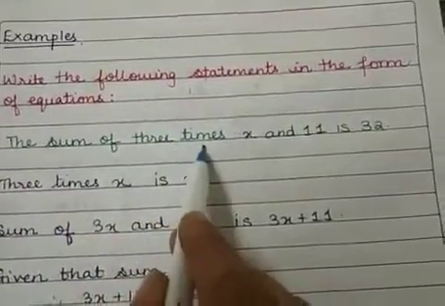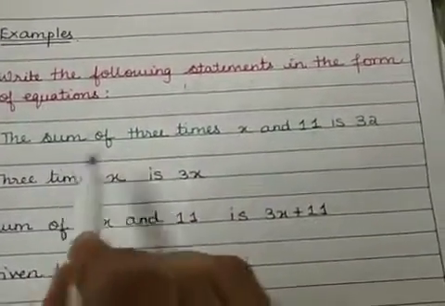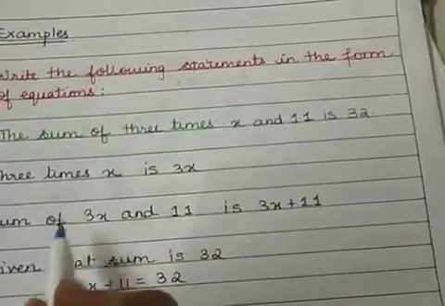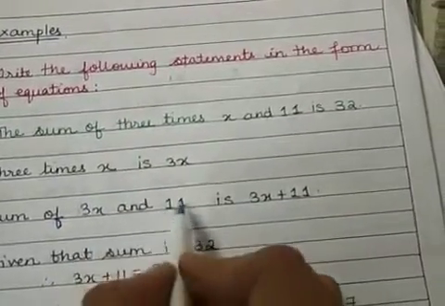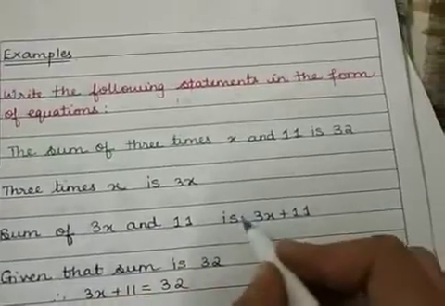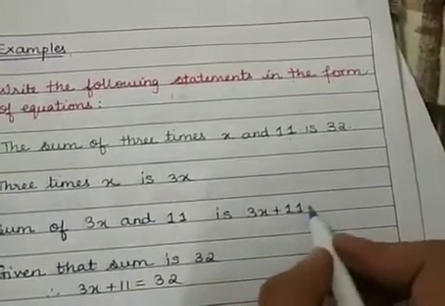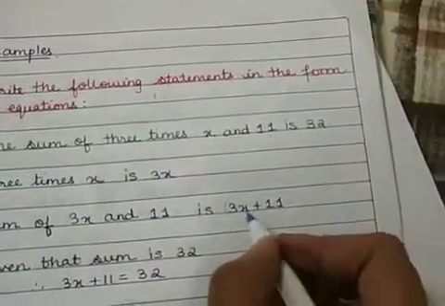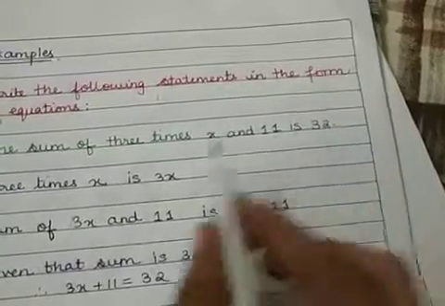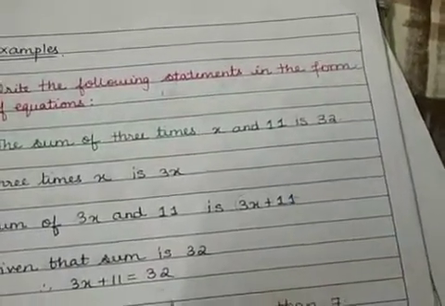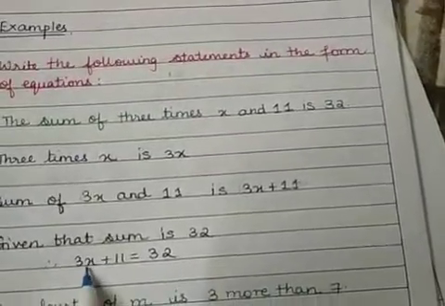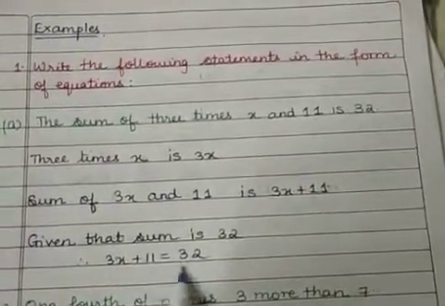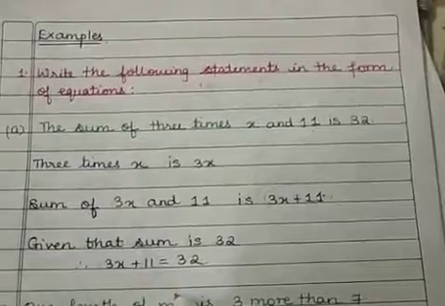The sum of 3 times x and 11. What does sum mean? When you add 3 times x and 11, the value is 32. So 3 times x is 3x, and the sum of 3x and 11 is 3x plus 11. This is how you write it. And it is said the sum of 3 times x and 11, that is 3x plus 11, is 32. So it is given that this sum is equal to 32. If I want to write it in the form of an equation, it will be 3x plus 11 is equal to 32. This is how we have formed the given statement into an equation.